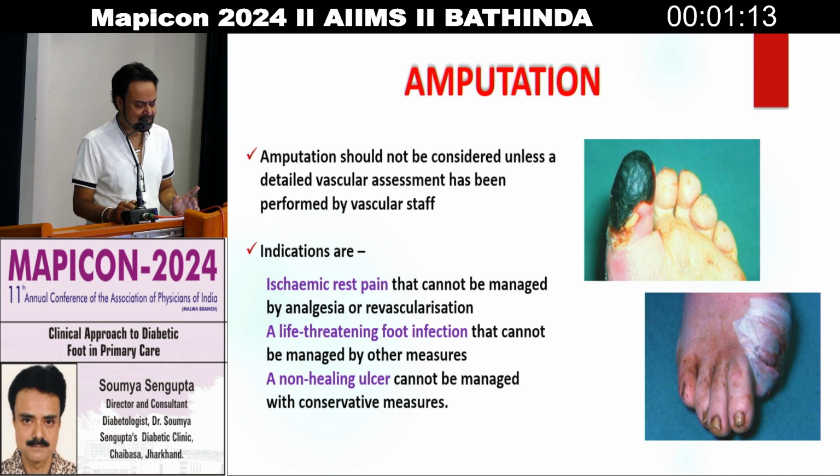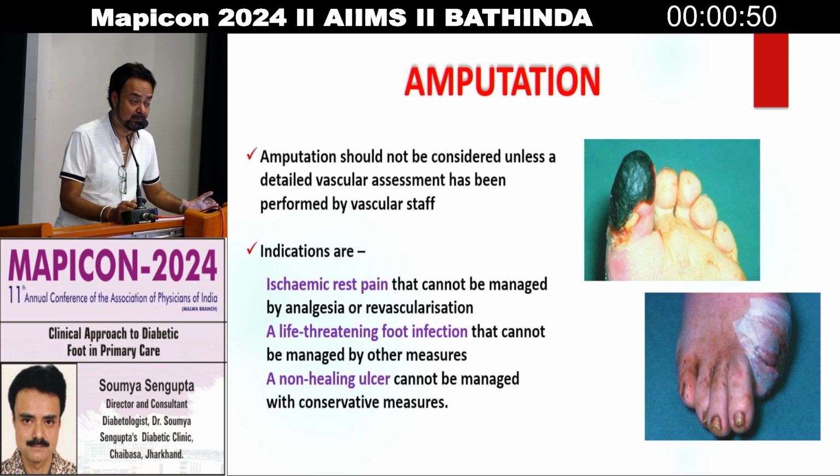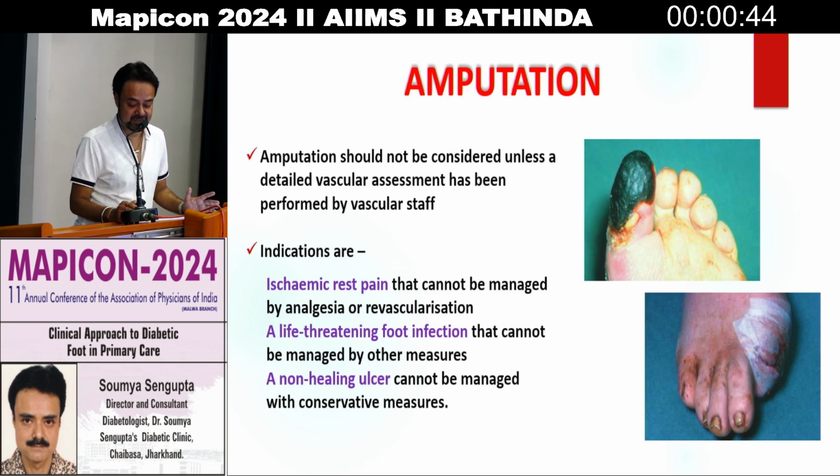Now, amputation should not be considered unless a detailed vascular assessment has been performed by vascular staff. Indications are ischemic rest pain that cannot be managed by analgesia or revascularization, a life-threatening foot infection that cannot be managed by other measures, and a non-healing ulcer that cannot be managed with conservative management. In these circumstances, you should go for amputation. Otherwise, please reevaluate before going for such a drastic step for a patient.